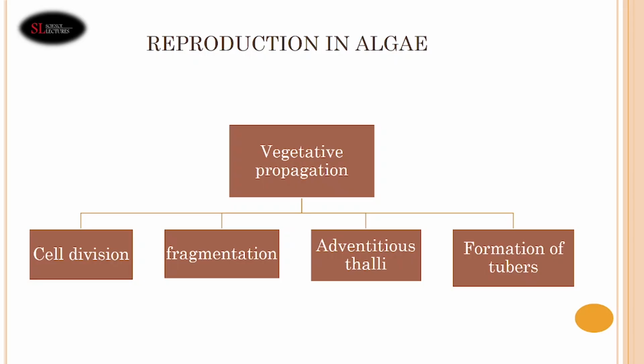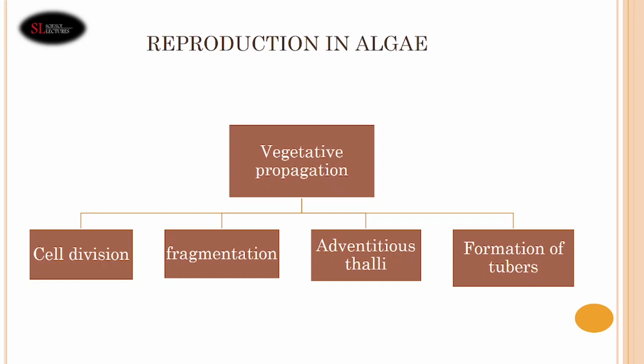So we continue discussing reproduction in algae. How does algae reproduce? Algae has three forms of reproduction. It reproduces vegetatively, it reproduces asexually, and it reproduces sexually. It reproduces vegetatively, what we call vegetative propagation or vegetative reproduction. It reproduces asexually, what we call sporulation. Then it reproduces sexually. So we begin with vegetative reproduction.